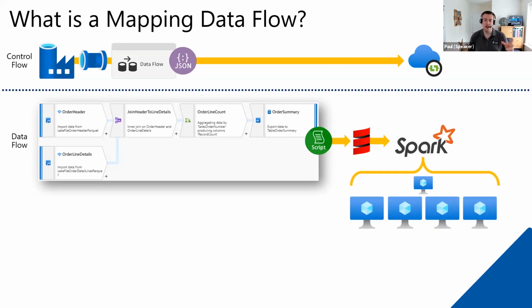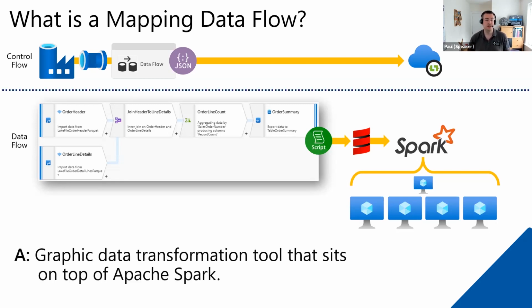But that data flow, that visual that we've built within our Data Factory, is going to be passed to Spark and executed using that distributed compute and the capability that Spark has. So if we come back to my question of, what is a mapping data flow? Sure, we understand it as a transformation tool, but perhaps an answer is to say it is a graphical data transformation tool that sits as an abstraction over Spark in this case.